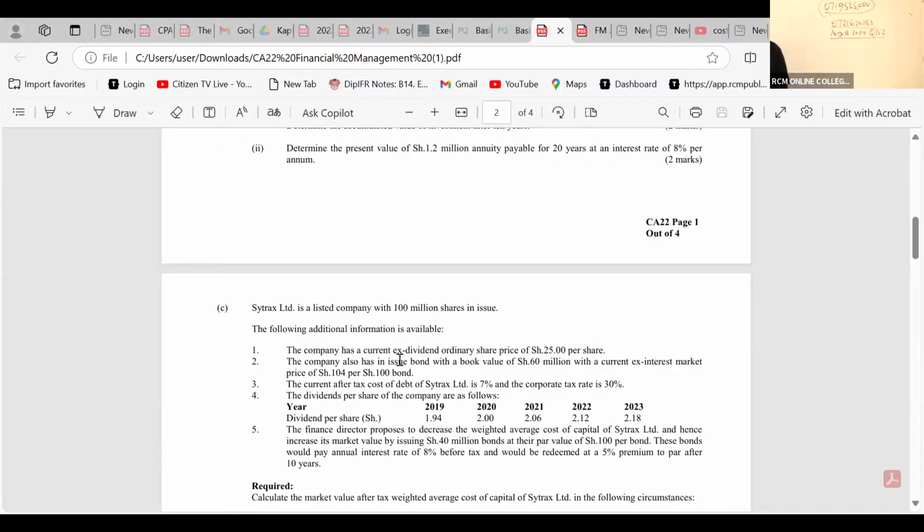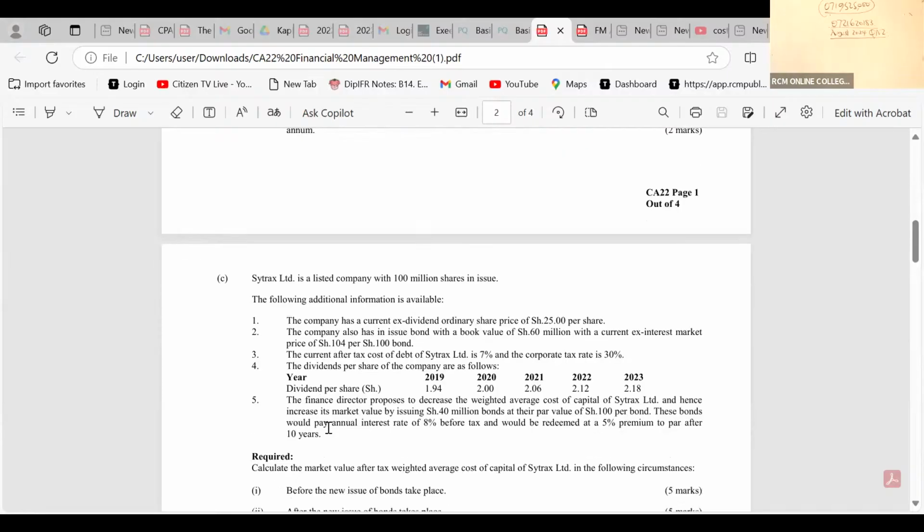The company has a current ex-dividend ordinary share price of 25 per share. The company also has in issue a bond with a book value of 60 million, with a current ex-interest market price of 104 per 100. The current after-tax cost of debt of Citrons Limited is 7%, and the corporate tax rate is 30%. The dividends per share of the company are as follows.